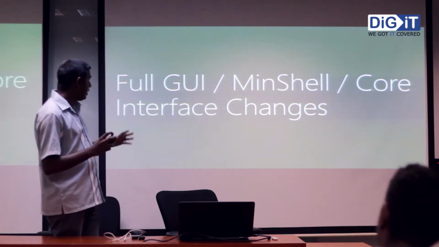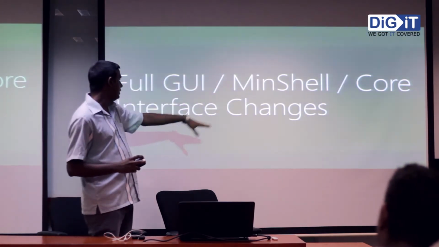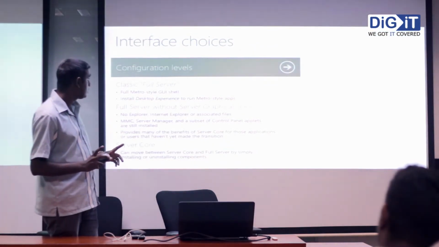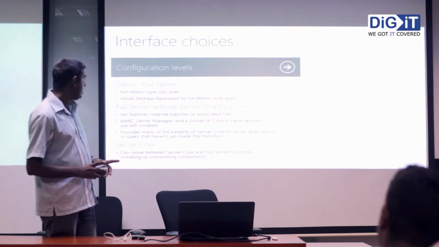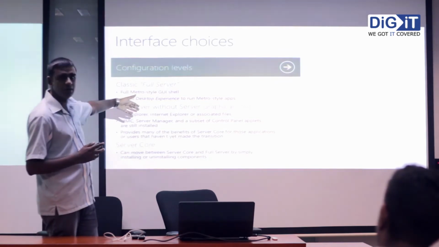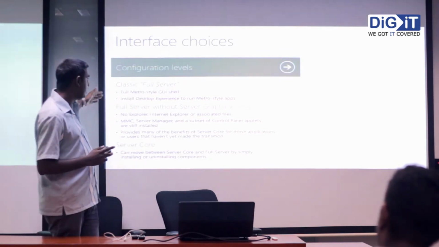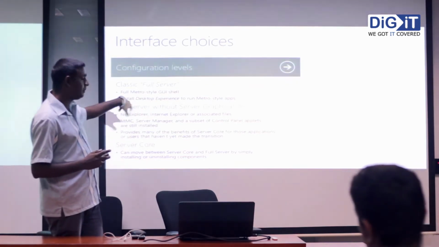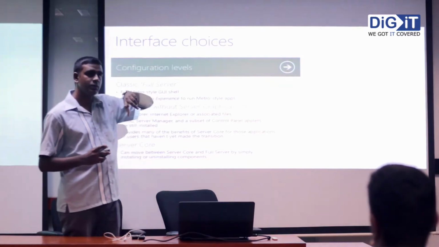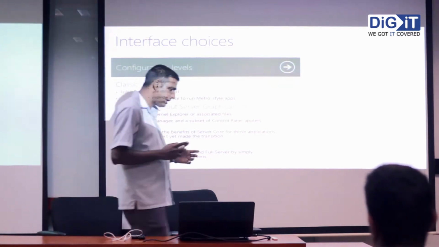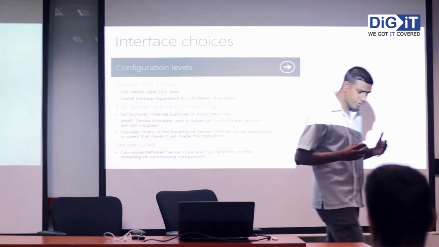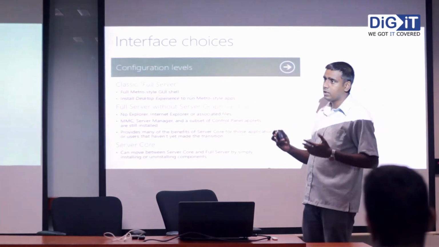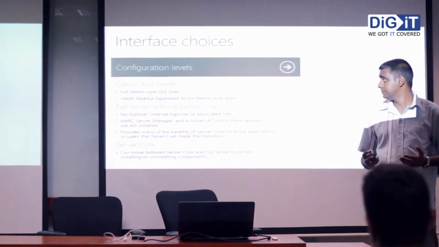Okay, now we are going to talk about the full GUI, minimal shell, and Server Core interface changes. There are 3 deployment options for Server 2012 R2. If you get the full server, that means you get the full Metro-style GUI shell, and you can install Desktop Experience. That's a sub-feature under Server Management Infrastructure. You can install that sub-feature to get the full experience, which means you can install Metro-style apps in there.